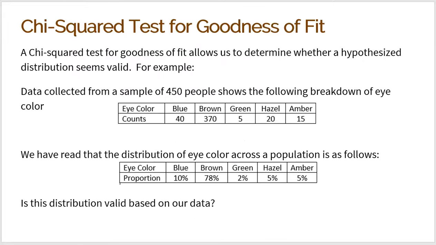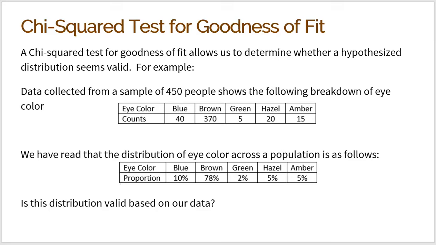All right, so there are actually three different types of chi-squared tests. It's really good because we're going to look at these examples for the rest of this unit, so it's a good idea to get a feel for what I'm talking about here. So this is known as a chi-squared test for goodness of fit. This allows us to determine whether a hypothesized distribution seems valid.